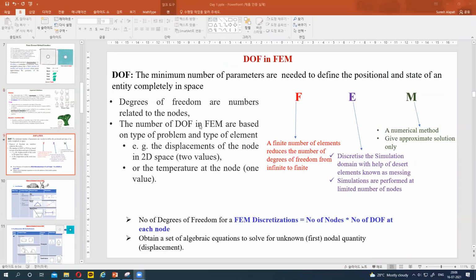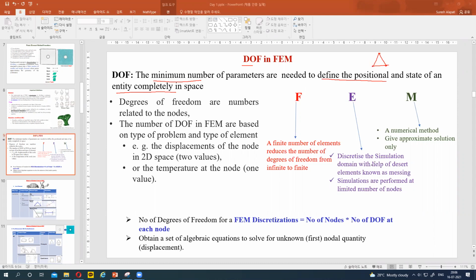And you know degrees of freedom, right? So what are the degrees of freedom? The minimum number of parameters needed to define the position and state of an entity completely in space. The definition looks hard, but here the degrees of freedom is nothing but the number of field variables I want to find at each node. That number depends on the problem.